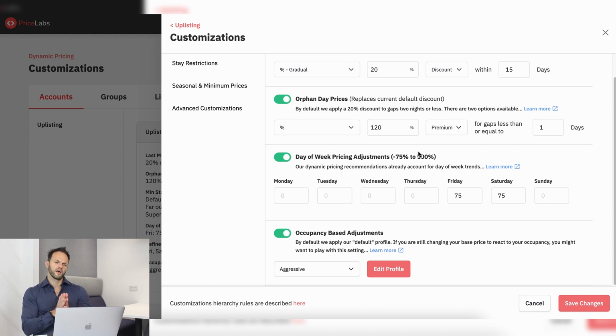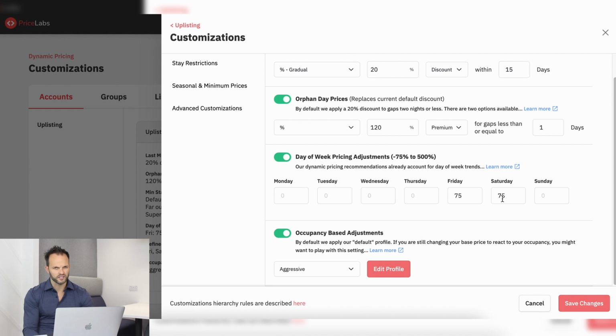Now, gap days. If you've got someone booked on a Tuesday, and someone booked on a Thursday and a Friday, but you've got a 2-night minimum, then you can't sell the Tuesday. This will open up that Tuesday, but it would charge it at 120% of the base rate, which for me is enough money to make sure that we're going to make some profit by doing it, by getting the cleaner in, etc.